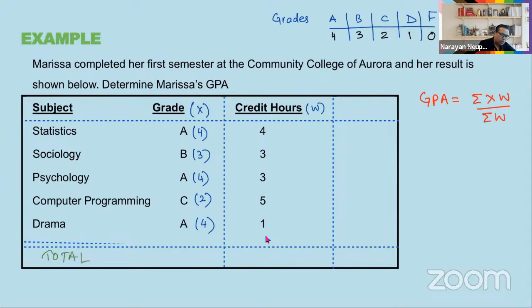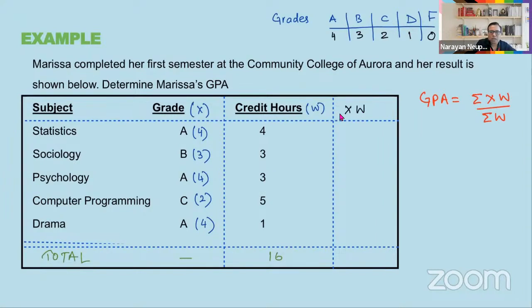So we find the total. We don't need the sum of x, you can look at the formula. So I don't need to add these values. You have to find the sum of w. When you add all these, what do you get? 16. Now the next one we need in this column is x times w, and we have to add that. So let's find x times w.